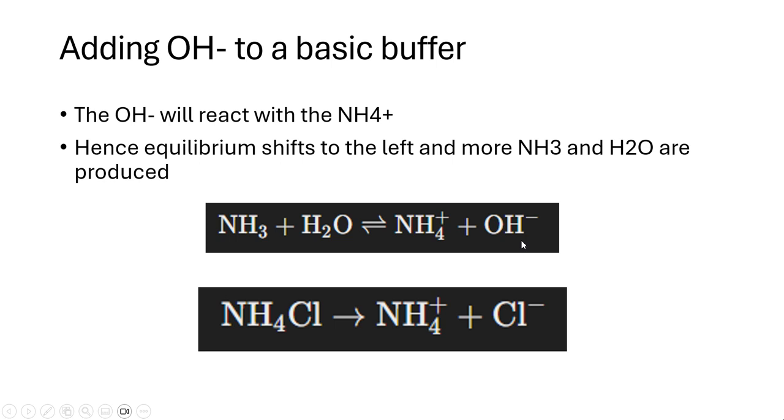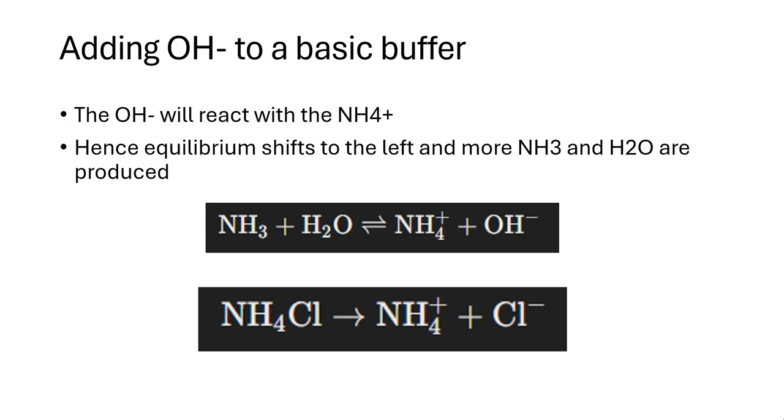The important thing you need to note here is that if you do have a buffer calculation and you add OH minus, you add a base to it, you need to increase the moles of NH3, because think about it, we're making more NH3. And you need to decrease the moles of NH4, because that's what's reacting. So by however many moles of base was added, you increase the moles of NH3 and decrease the moles of NH4.